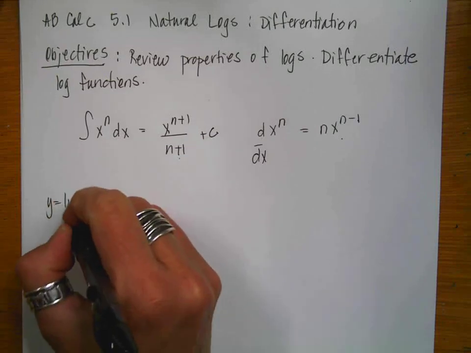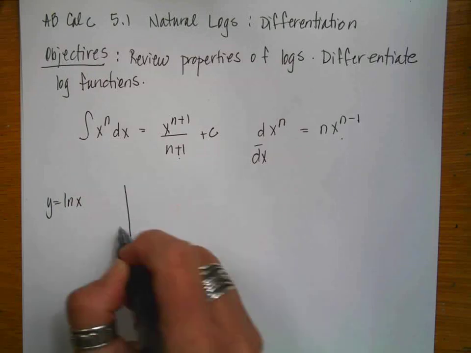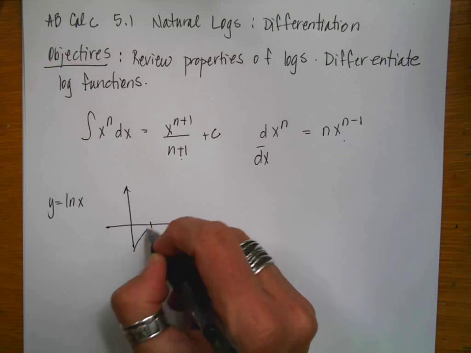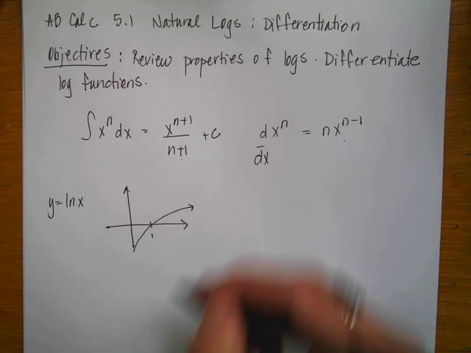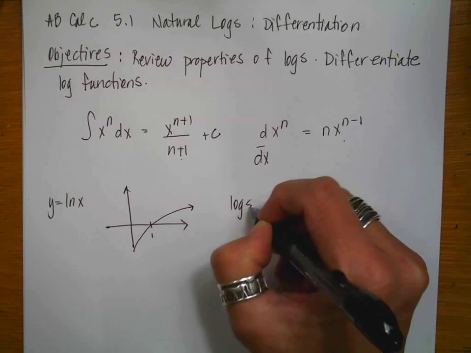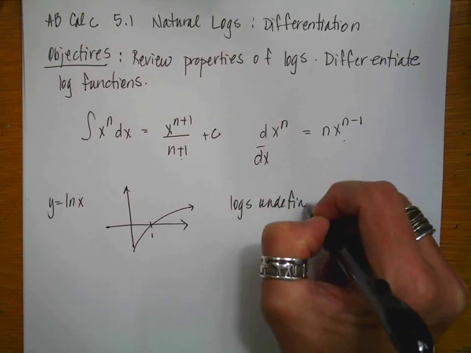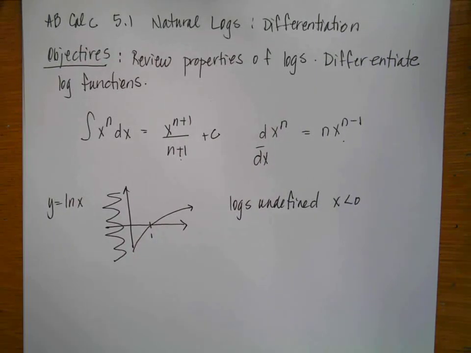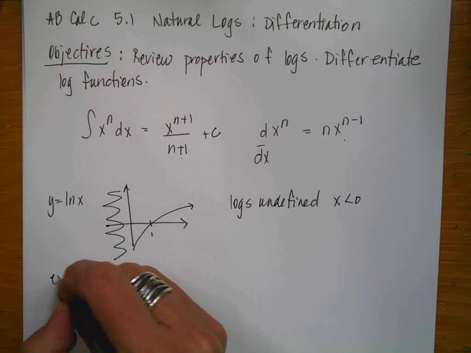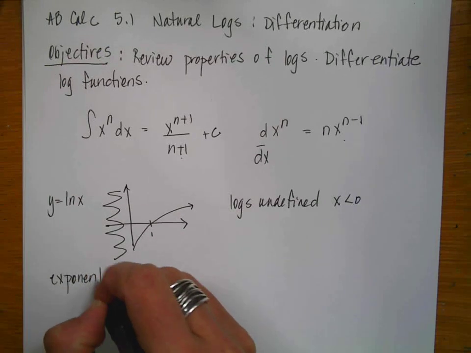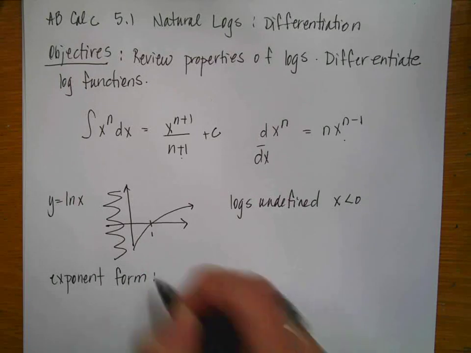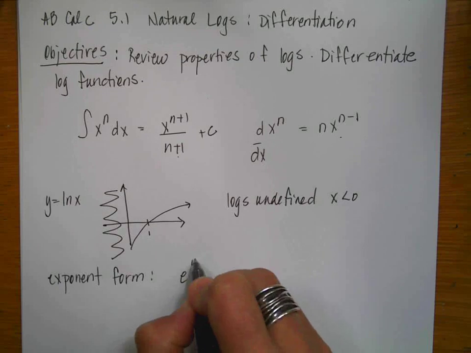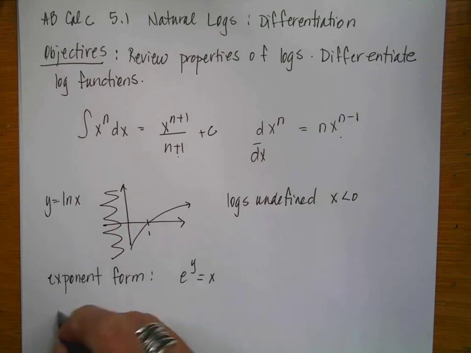If we think about our function, y is equal to the natural log of x, that particular function is going to cross at x is equal to 1, and it's going to look like this. Remember that logs are undefined for x less than 0, so you can't take the log of a negative number. And then in pre-calc and in algebra 2, we did a lot of bouncing between forms, between exponent form and log form. An exponent form would be e to the y is equal to x.